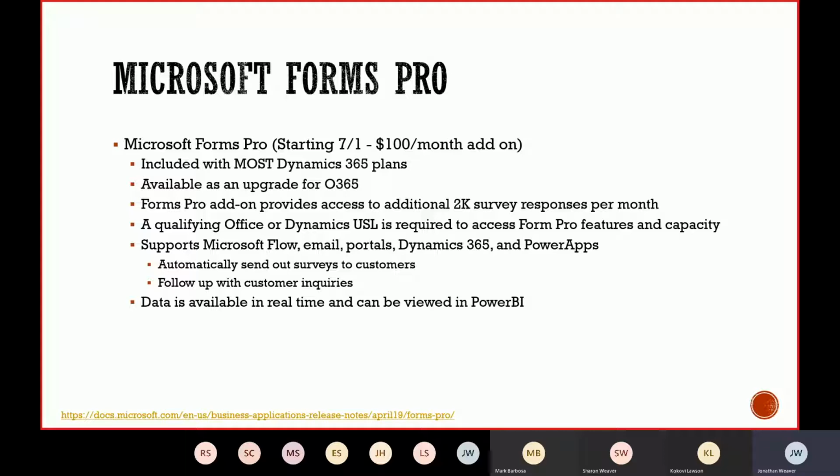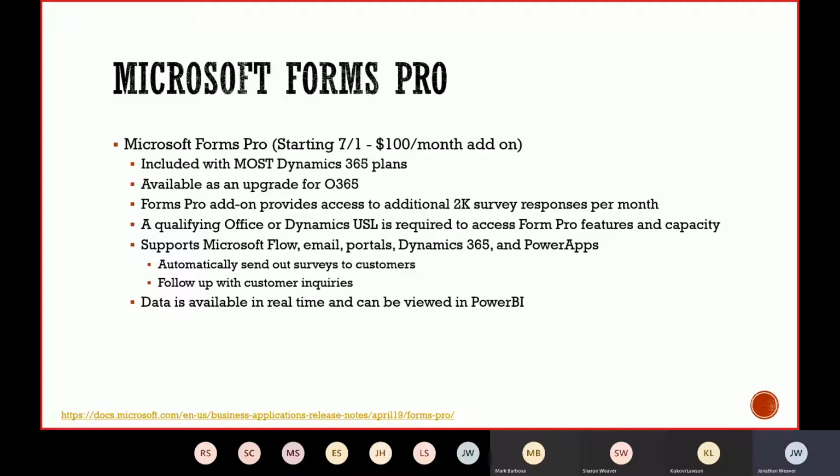It's Microsoft Forms Pro. As of July 1st, there's this new thing called Microsoft Forms Pro that's out in general availability. I don't know if you've gone to look at the sign-up thing that's in there, but you can tell it's new because it looks a little different. Starting July 1st, it's a $100 a month add-on to have this. It's already included with most of your Dynamics plans. So if you have a Dynamics 365 plan as opposed to an Office 365 plan, you probably have Forms Pro included. You don't have to pay extra for it. If you have Office 365, it's available as an upgrade. All right, so you can use it that way.